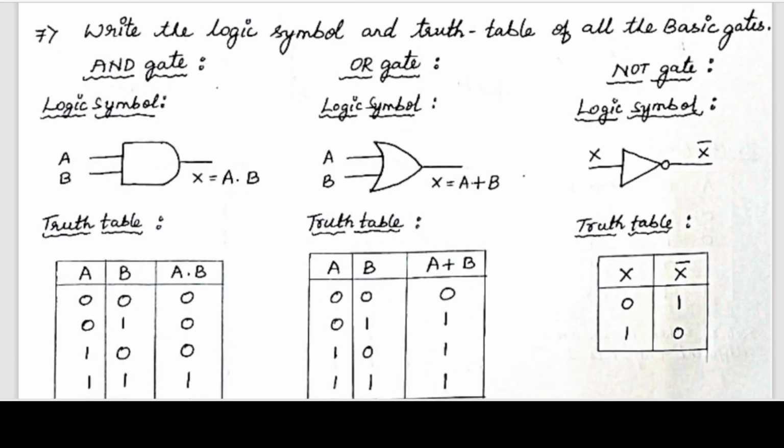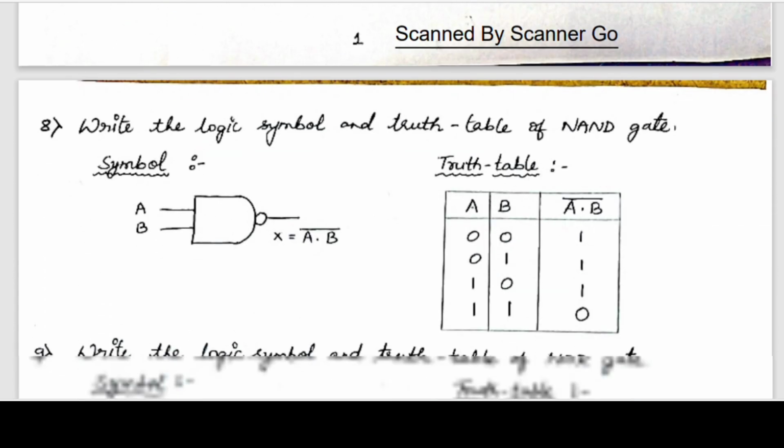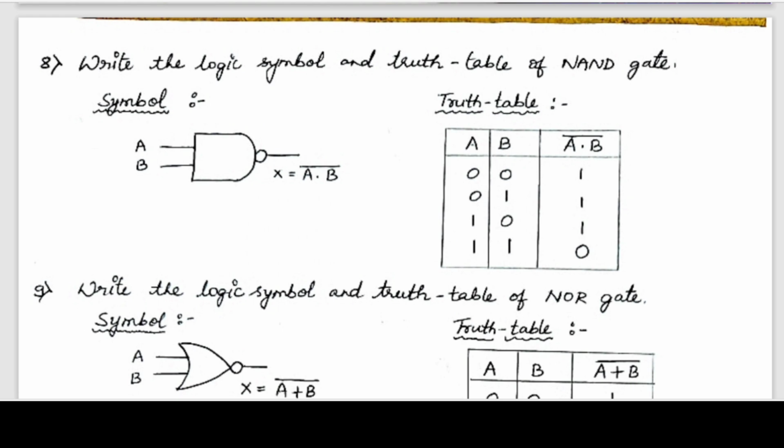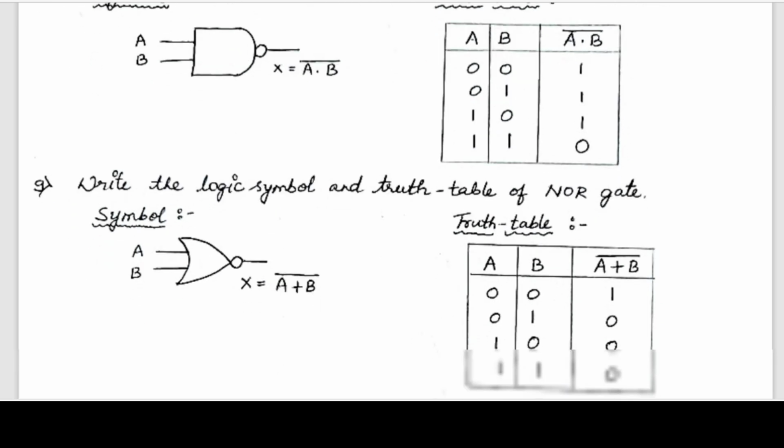The remaining questions will be on the truth table and logic symbol or logic circuit of the basic gates: AND gate, OR gate, NOT gate. The symbol and truth table you need to refer to for 3 marks. Then coming to another 3 marks question, they may ask you to write any one gate symbol and truth table like this. It may be a NAND gate or NOR gate, or it may once again be a basic gate, it depends.